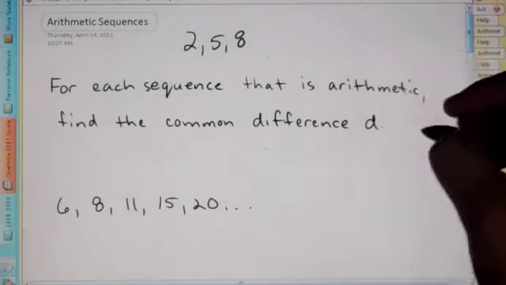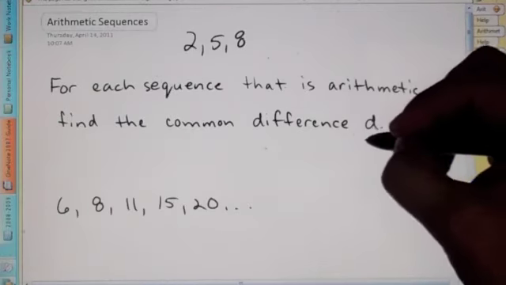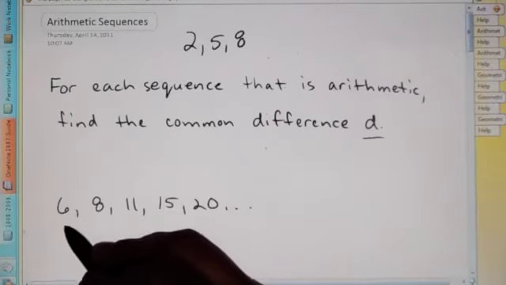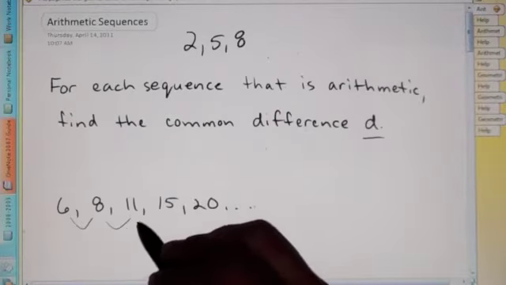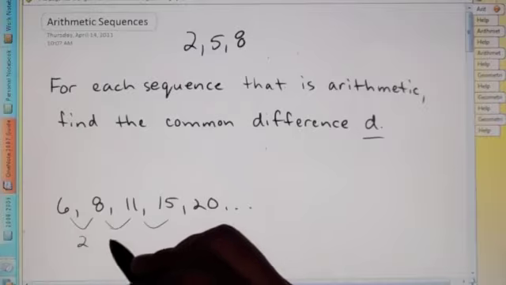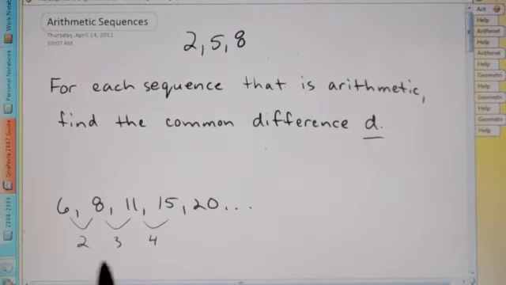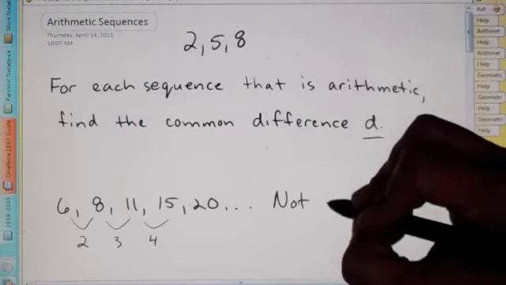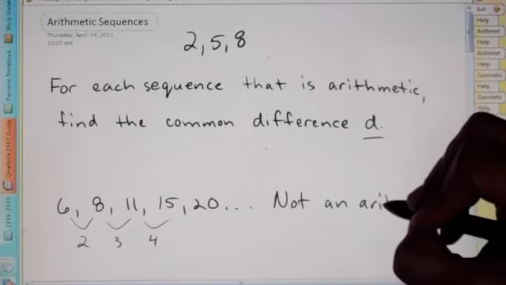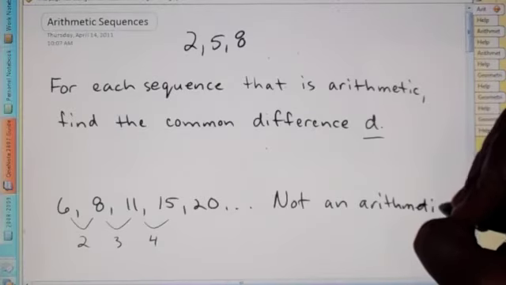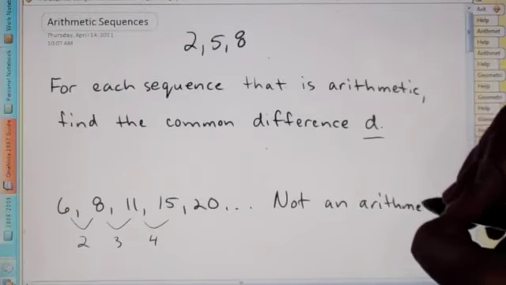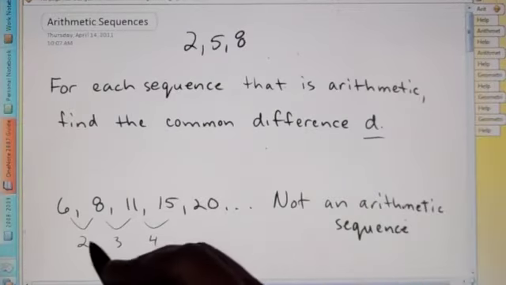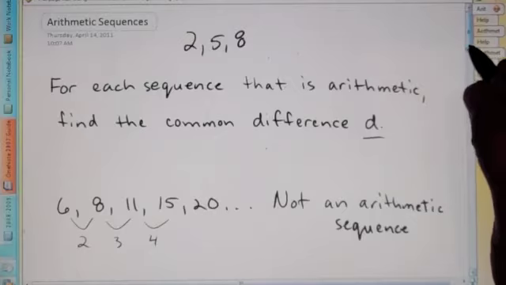So here, we have to find the common difference. The common difference is how far it is from one term to the next. Here we have 6, 8, 11, 15. The differences are 2, 3, 4. Notice this is not the same number. These are not common, so therefore this is not an arithmetic sequence. Again, it has to have the same distance between each number.